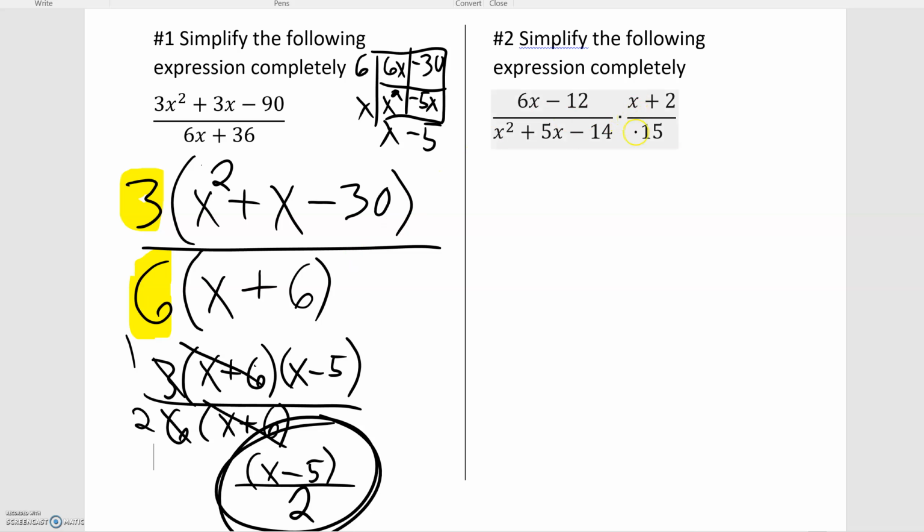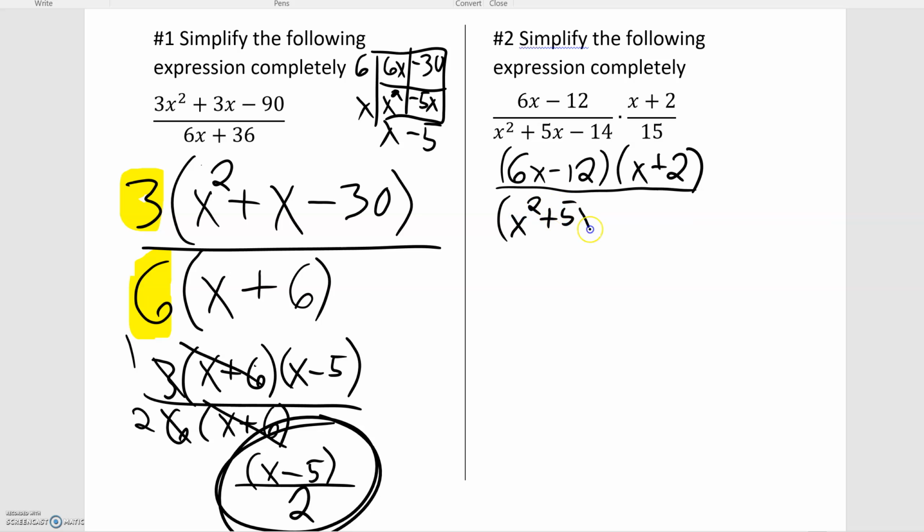Now looking at the second problem, there's this little times symbol in the middle. It says I'm multiplying. So I could just rewrite this as one big fraction. 6x minus 12 times x plus 2, because essentially I'm multiplying these numerators, over x squared plus 5x minus 14 times 15. So this is essentially the same as what I started with. The numerator times the other numerator and the denominator times the other denominator. I just made it into one huge fraction.